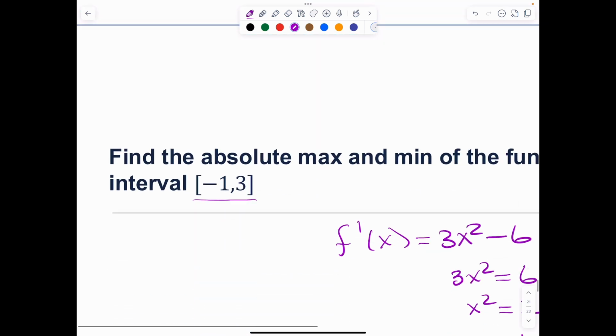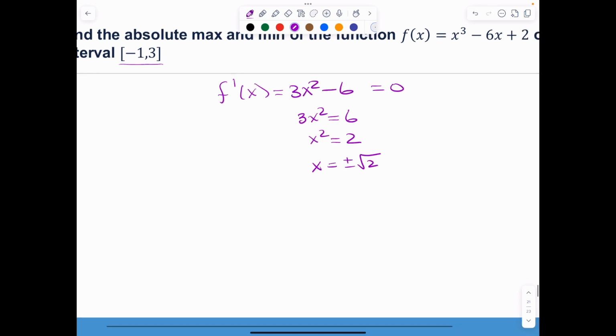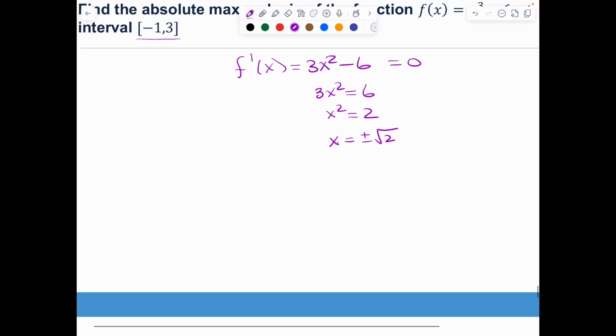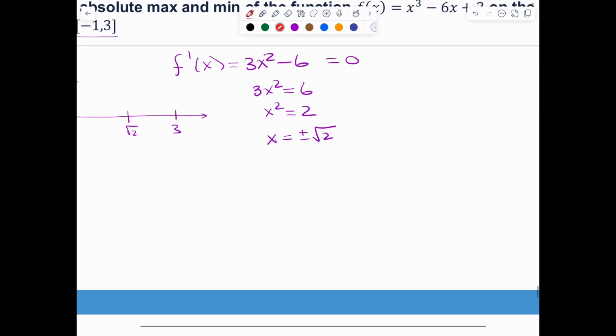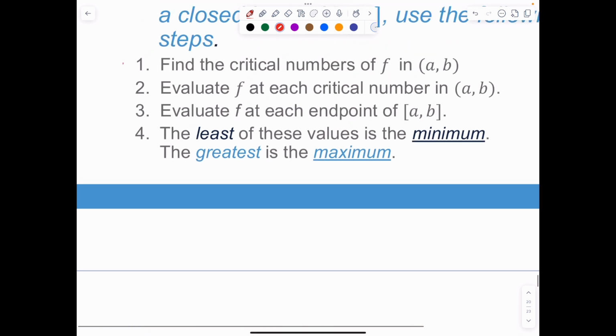So let's take a look at this. In this case, the negative square root of 2 is to the left of the -1. If I draw a number line, you have -1 right here, 3 is over here. We only care about numbers in between those. Radical 2 is somewhere in between, but negative radical 2 happens to be over here, and so we don't care about it. Okay, so we've done the critical numbers. We've taken care of 1.